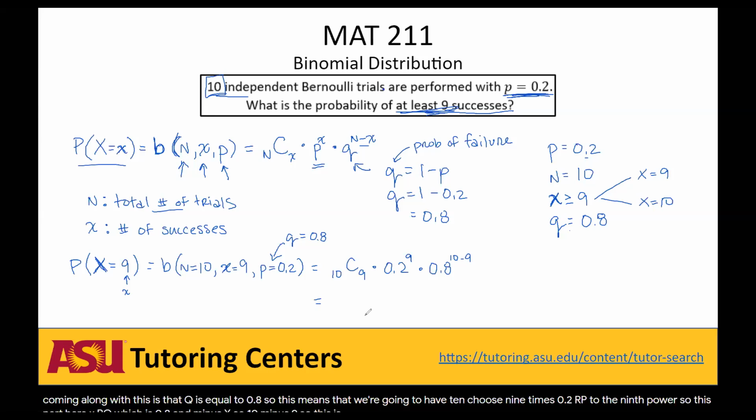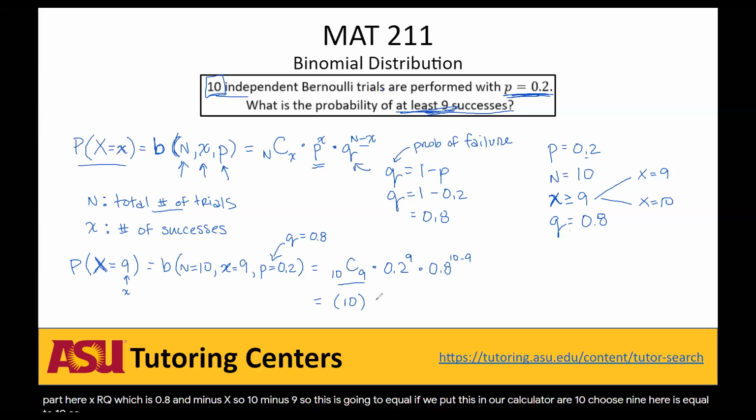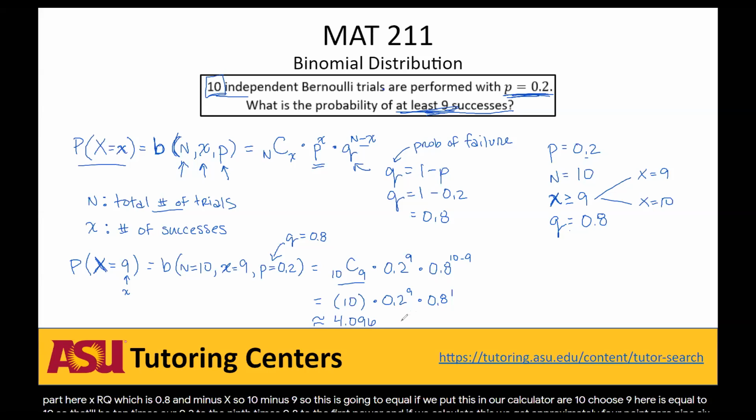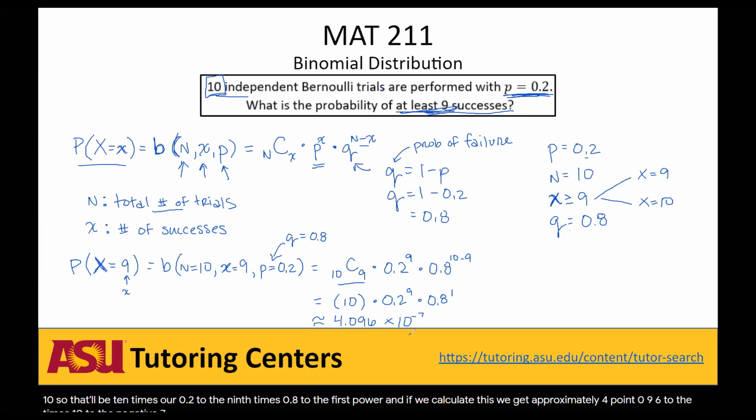So this is going to equal, if we put this in our calculator, our 10 choose 9 here is equal to 10, so that'll be 10 times our 0.2 to the 9th times 0.8 to the 1st power. And if we calculate this, we get approximately 4.096 times 10 to the negative 7th. So a very, very small number here.